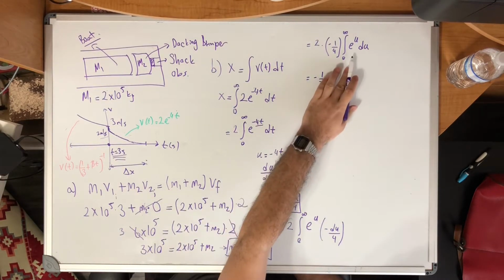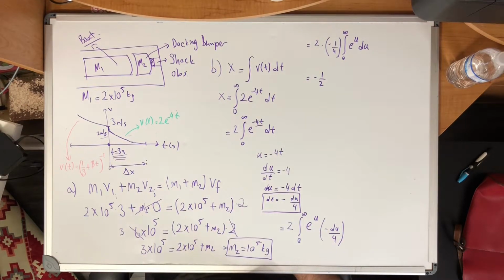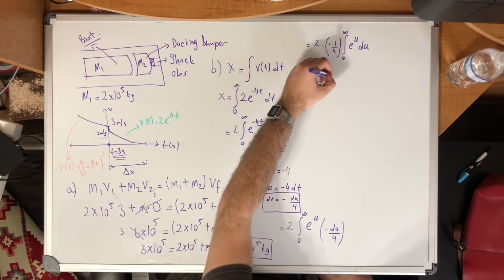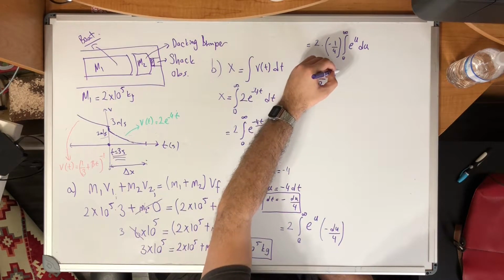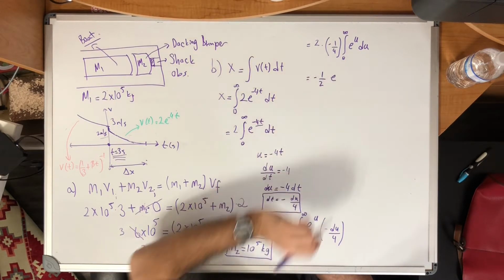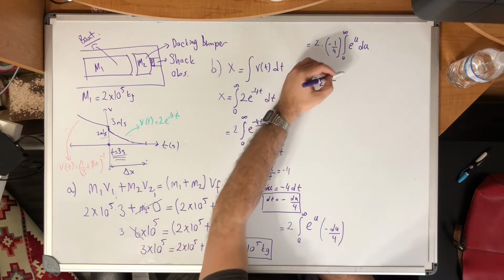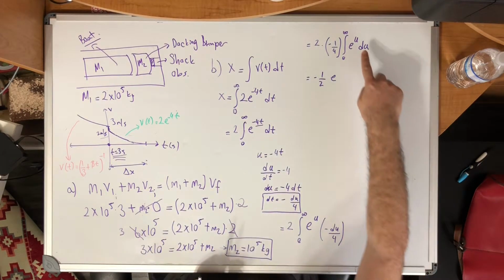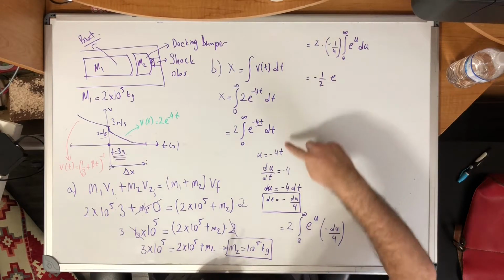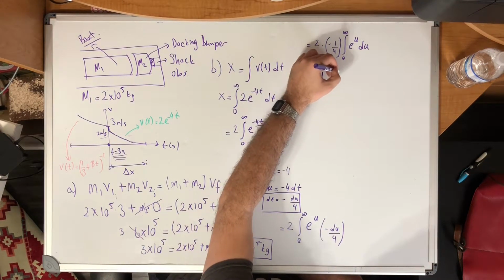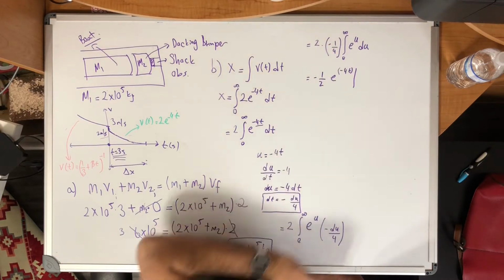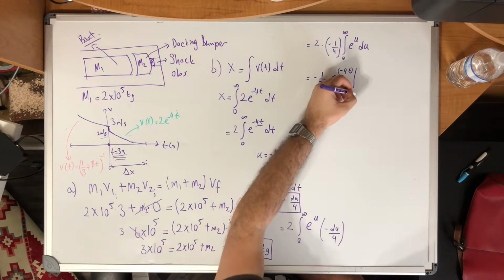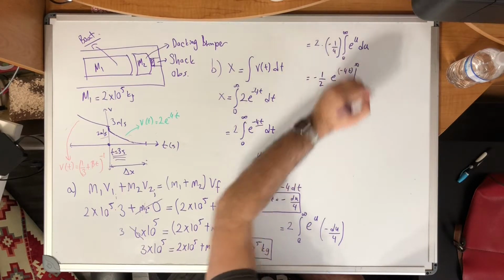So what's the integral of e to the power u with respect to du? It's just going to be itself. So it's going to come out as e to the power u. But remember, once we go out, we are going to replace this u with itself, which was negative 4t, and then we are going to put that in the boundaries 0 and infinity.